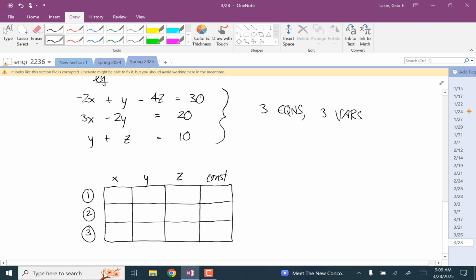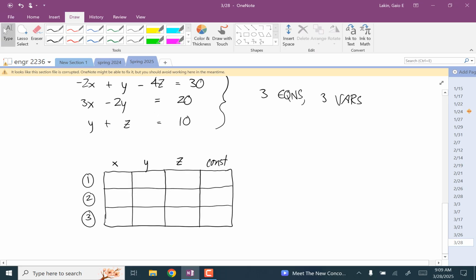And now I'm going to go through these equations, and each one of these spots is going to be the coefficient for that variable. Okay? These are linear equations, so we're not ever going to have the variable squared, cosine of the variable, anything like that. It's just going to be a number times the variable. So we're always just putting numbers in these spots. So for equation 1, the x's, we have negative 2 of them. The y's, we have 1. The z's, we have negative 4. And the constants over on the other side, we have 30.